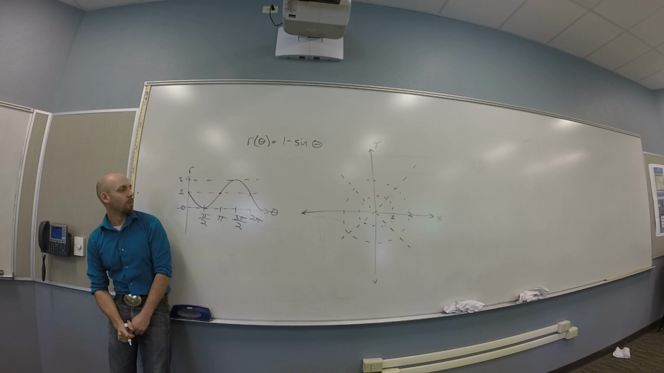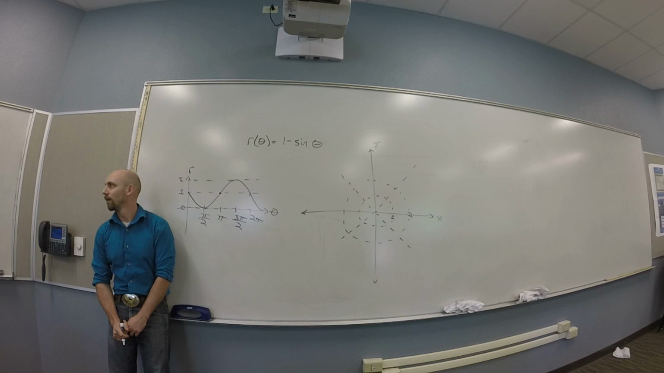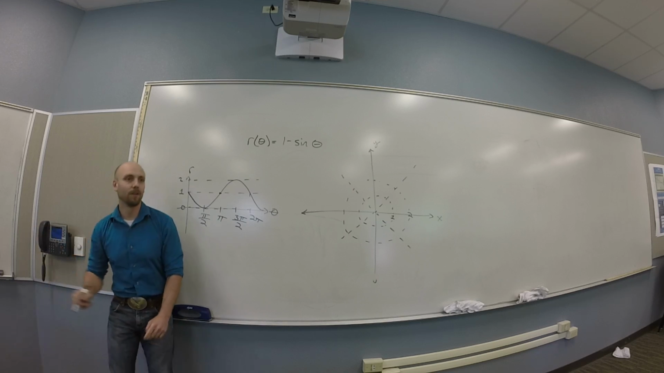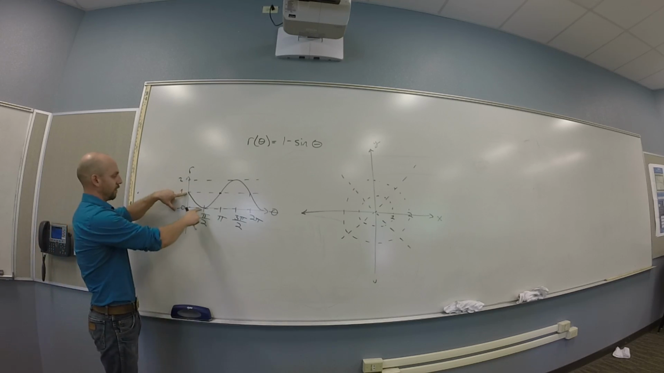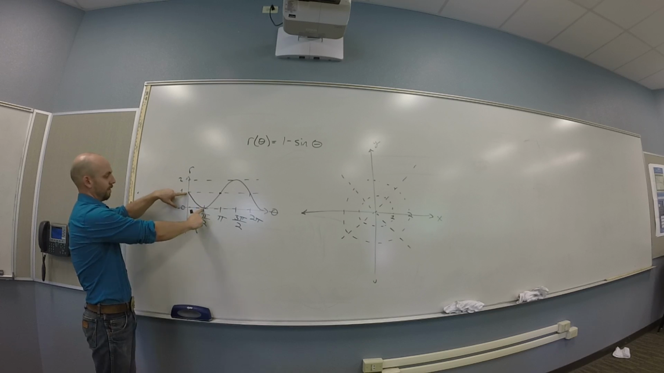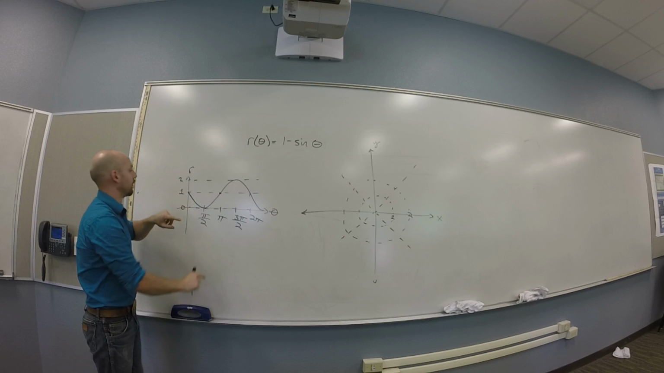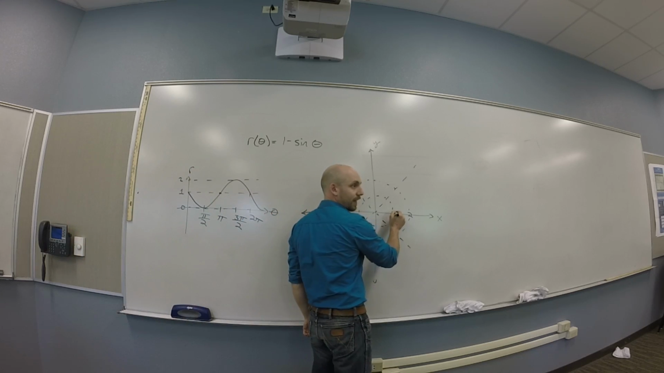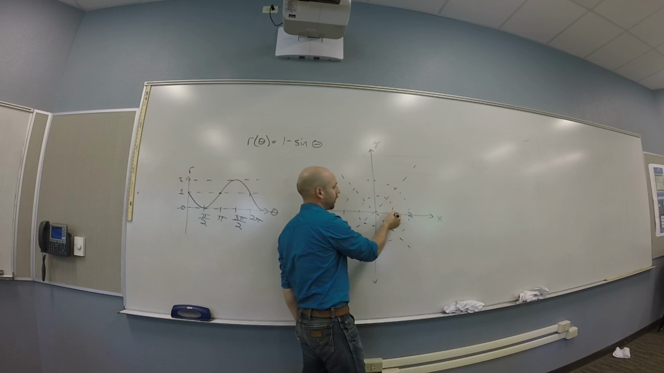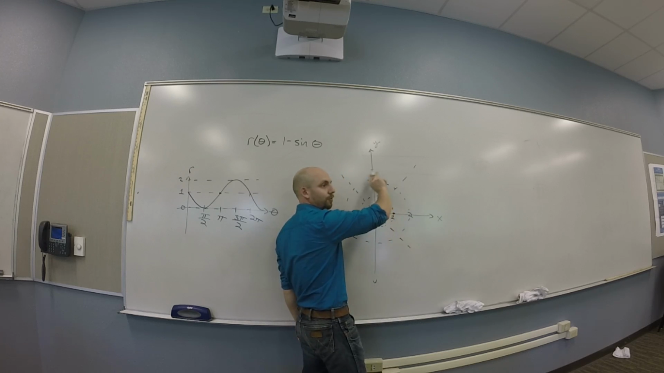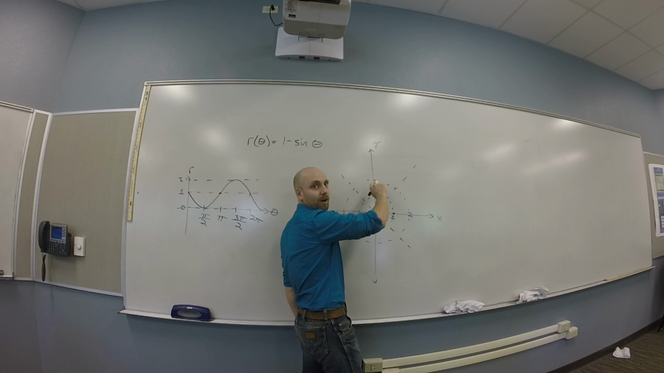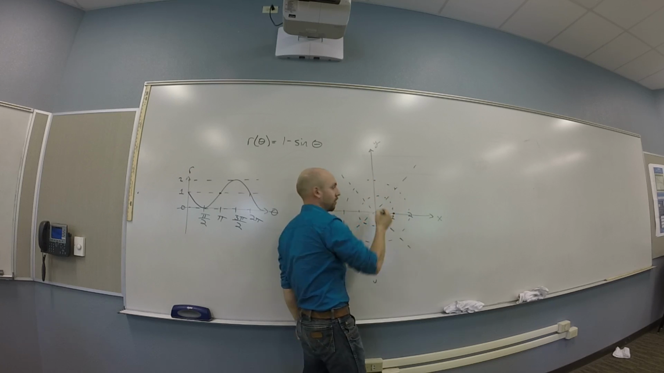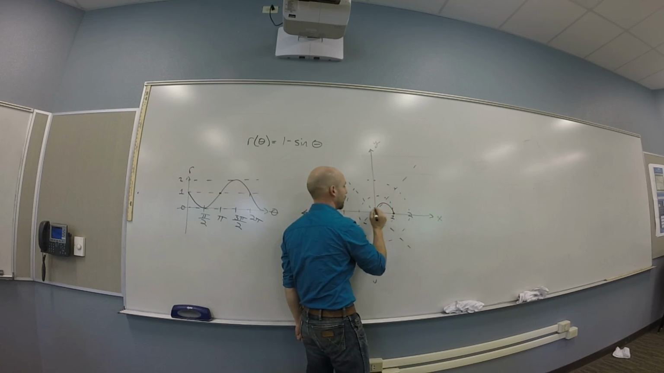Now, what's the first chunk of this that's happening? Oh, down. So the radius is going from 1 to 0 as the angle goes from 0 to pi over 2. So we start out at a radius of 1. And then as my angle changes from 0 to pi over 2, as I go through this first quadrant, my radius goes from 1 down to 0. So that's going to look something like this.